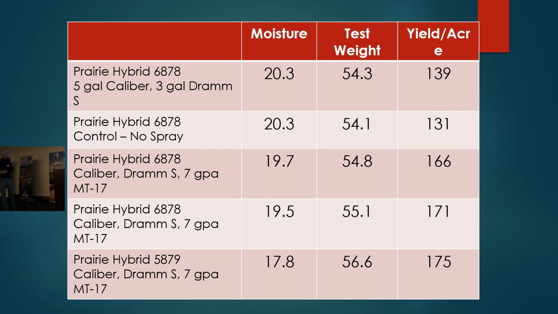A different hybrid then went 175. So it appears that the MT17 really captured more value from that NUR and translated into higher yields.